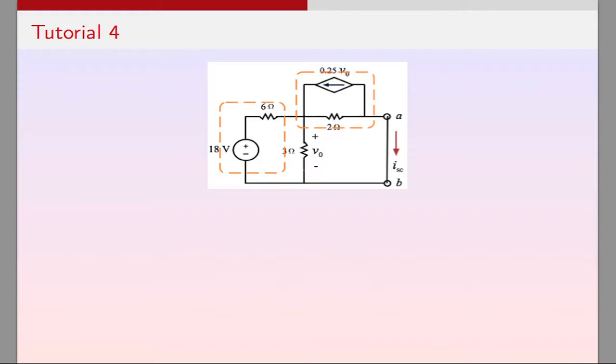However, if we do source transformation for the current source, then we end up with only two loops. So let's do that. Notice that source transformation can also be used for dependent sources. Now, to find the value of the voltage source, we use Ohm's law. So multiplying the current source 0.25 V naught by the value of the resistor 2 gives the value of the voltage source 0.5 V naught.